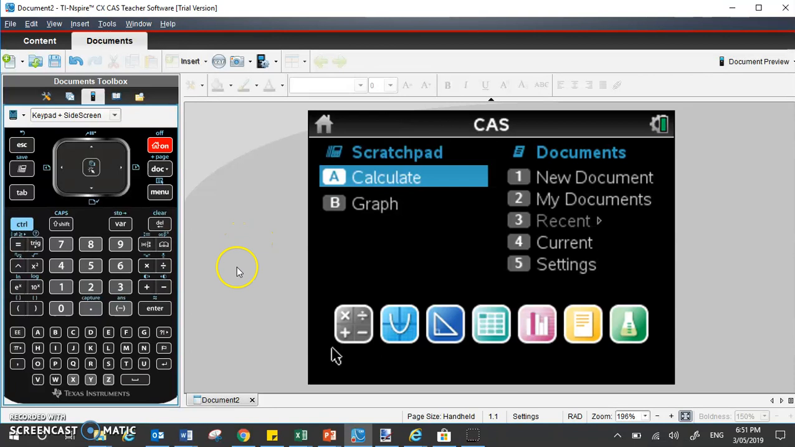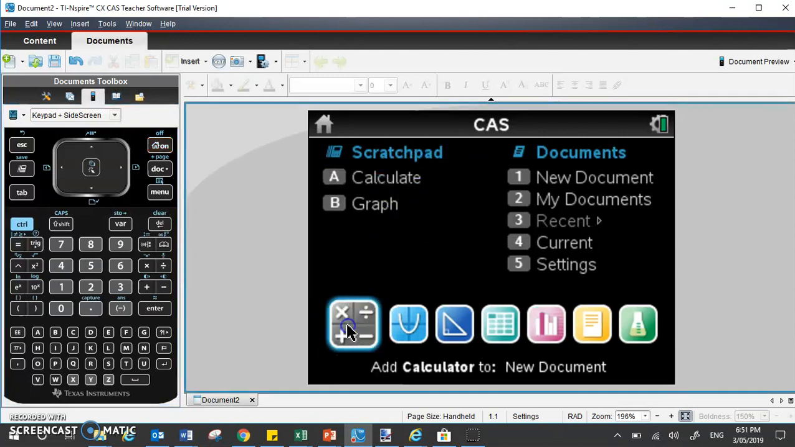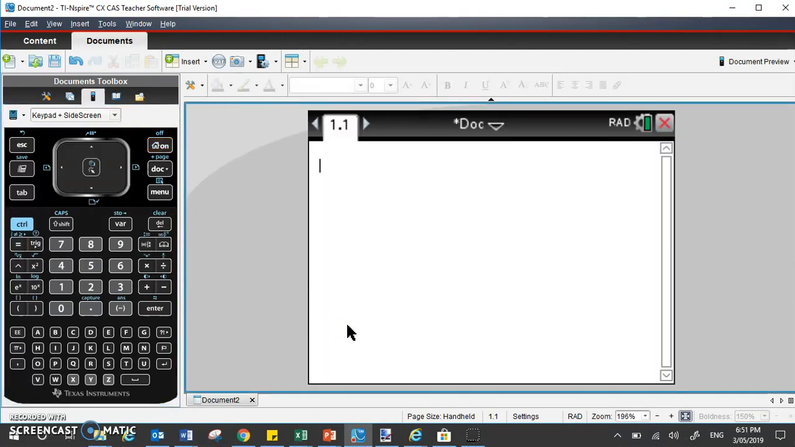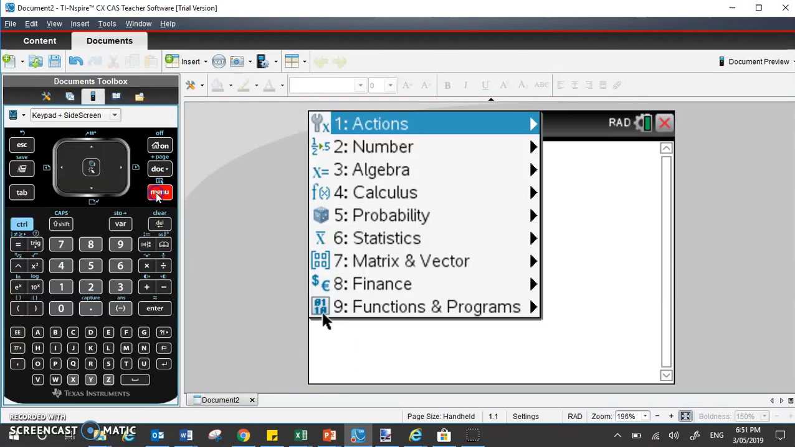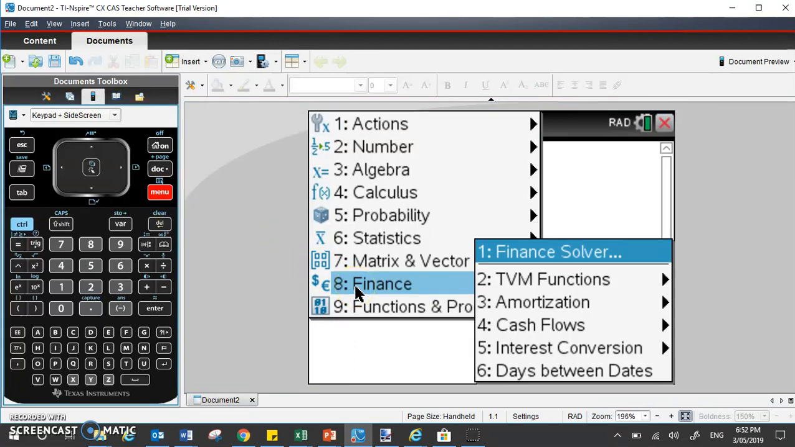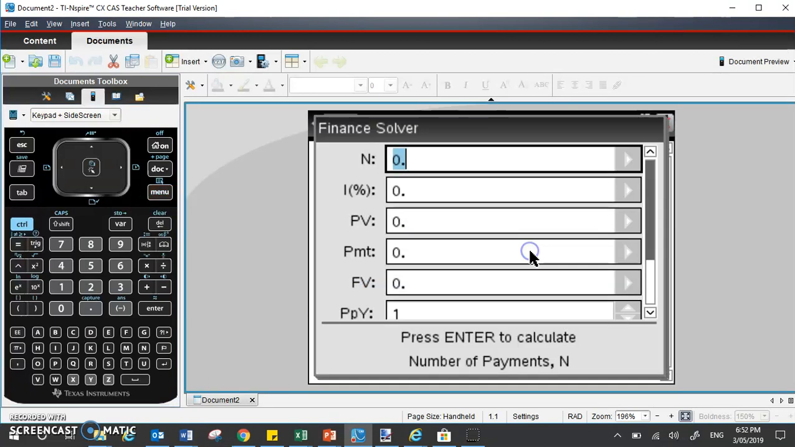So on the home page of your calculator, we need to open up a calculator page simply down here. Don't use this thing up here, always use the square down here. You end up with a calculator page being open. If we need Finance Solver, Menu, either 8 or Finance, and then 1 and Finance Solver, and you'll end up with the screen which we showed you before. So the numbers from our previous page, N was equal to 10. Use your tab button to go through. Don't press enter. If you press enter, it's going to calculate the square you're in, dependent on what you have for everything else. So press tab.